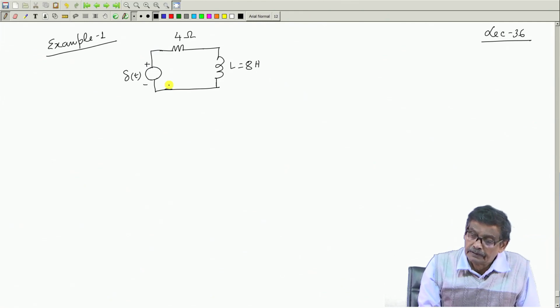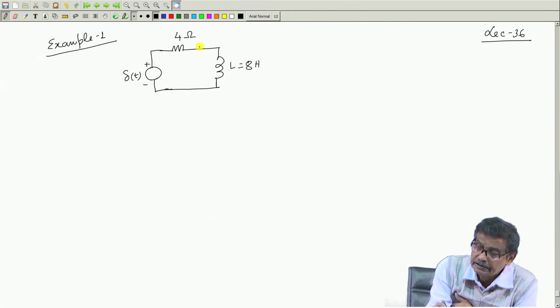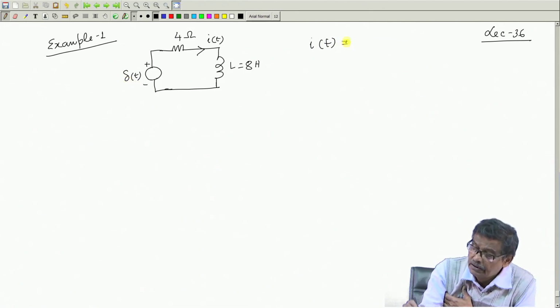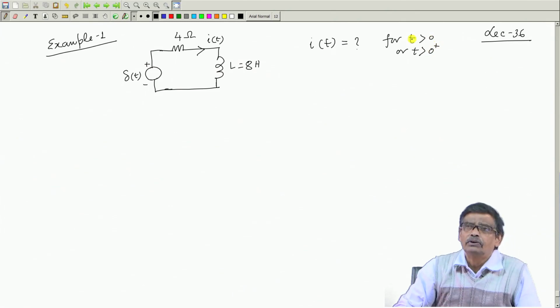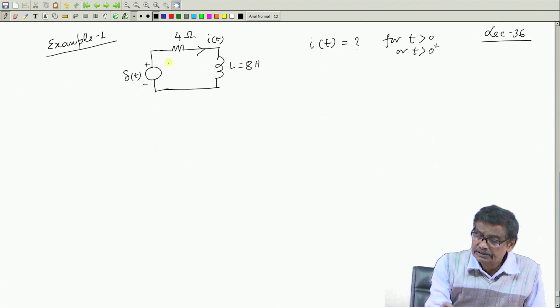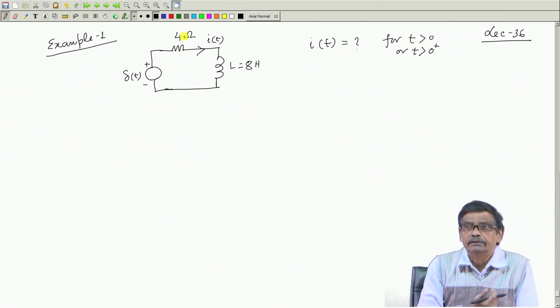Unit impulse function. See, the problem at hand is this one. What will be the current I t? An impulse is sitting at the origin. So, I t will be equal to how much for t greater than 0, or t greater than 0 plus? For me, there is no difference between t equal to 0 and t equal to 0 plus. So, this is the circuit I want to solve.